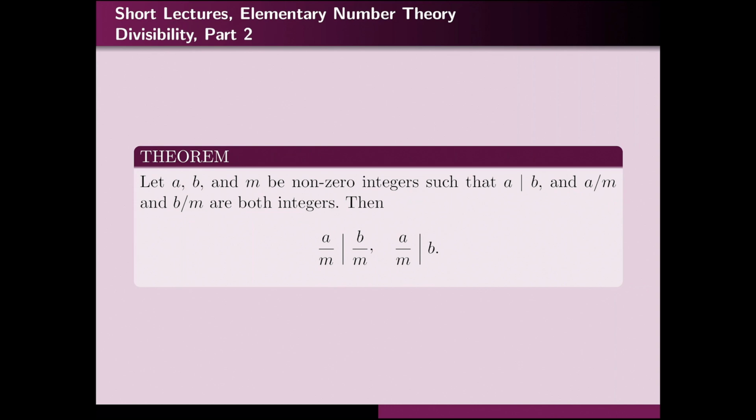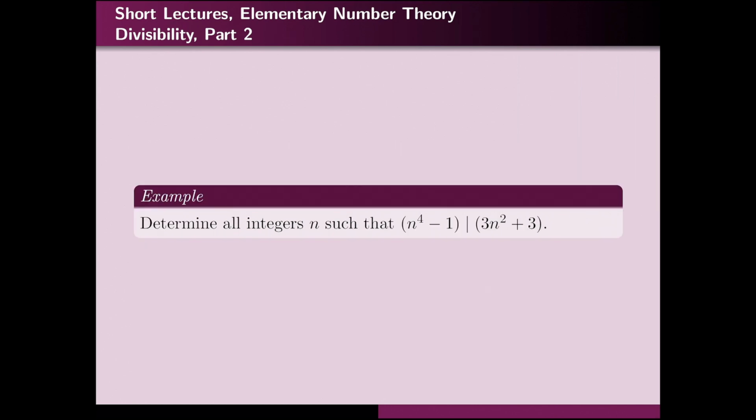Okay, the proof of this one is also very simple, and I want to leave this proof as an exercise. You just try to do it yourself. It is very simple. Okay, now let us solve an example. Determine all integers n such that n to the fourth minus 1 divides 3n squared plus 3.